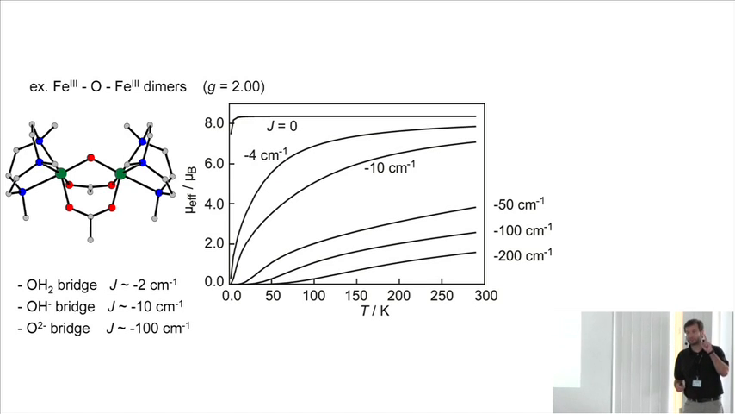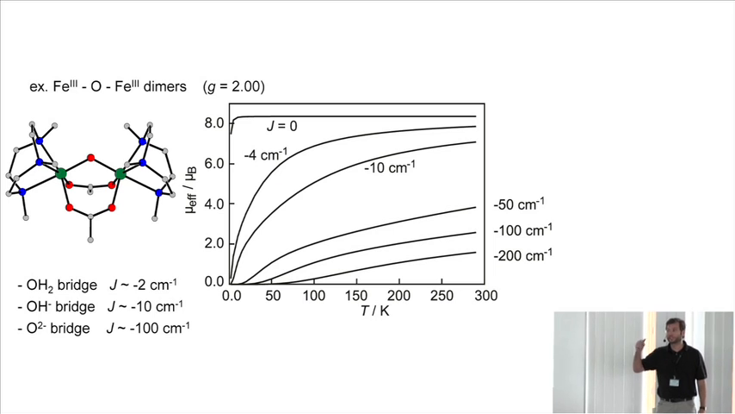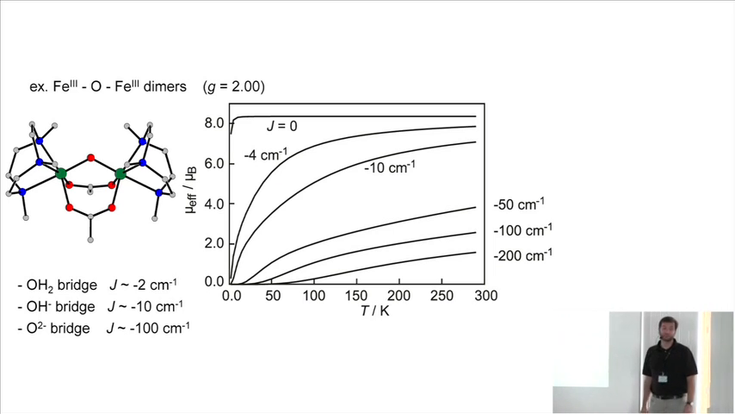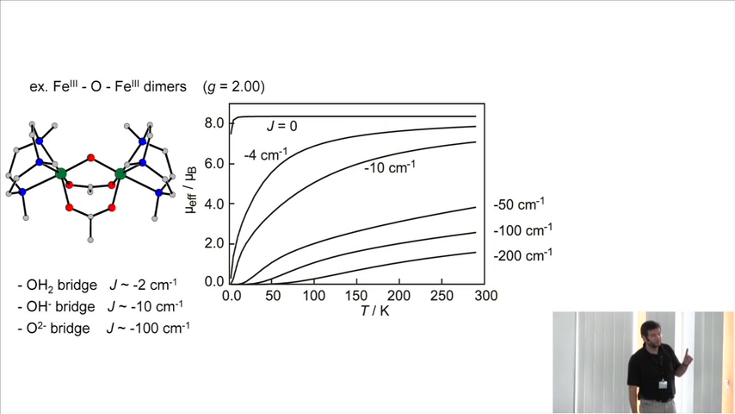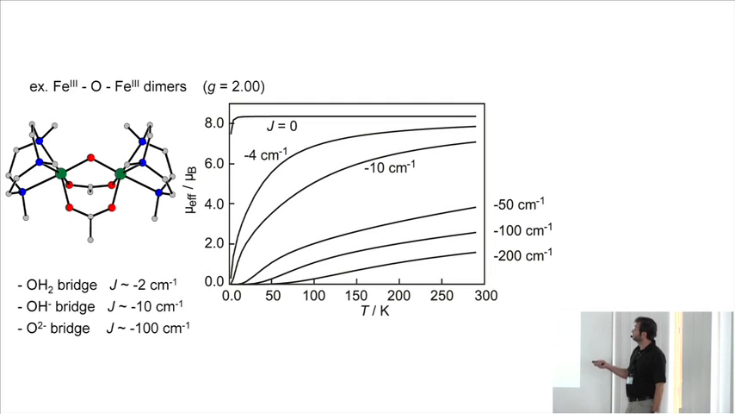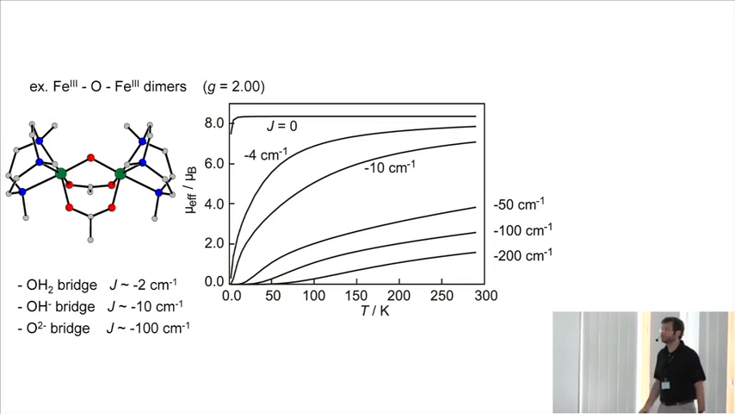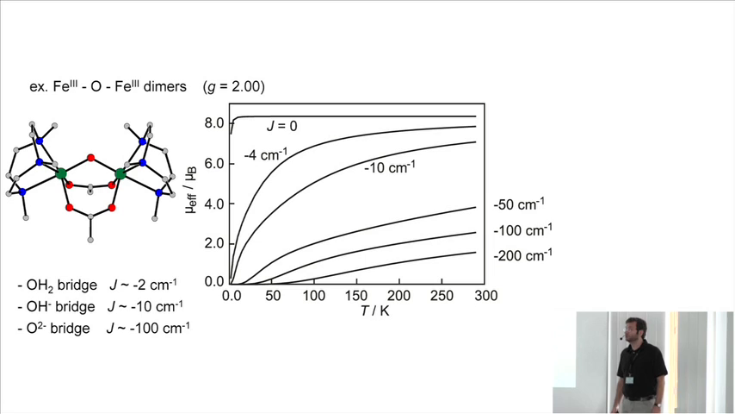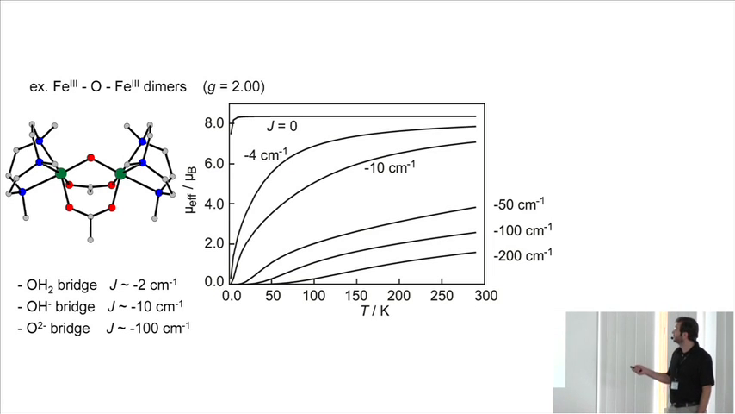For the definition of the Hamiltonian, -2JS1S2. If we have an OH bridge, the coupling is smaller. Why it is smaller? Just in a moment. Of only -10 wave numbers, and if you have a water bridge, it's close to uncoupled. So this comes from the measurement. And now we want to understand the covalency of the metal-ligand bond, which we can measure with these values.